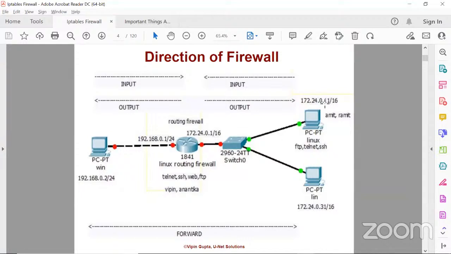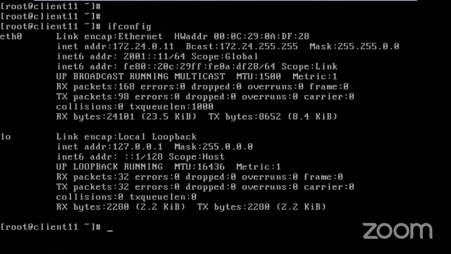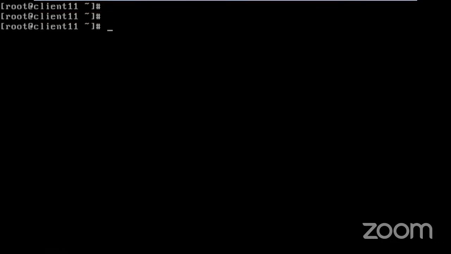So now I will go to the 11 system. From this, I will try to access all these servers. I have to continuously shift between these. So I will go to this client 11 system, increase the font size, and clear the screen. Now let me first check whether telnet is working properly or not.